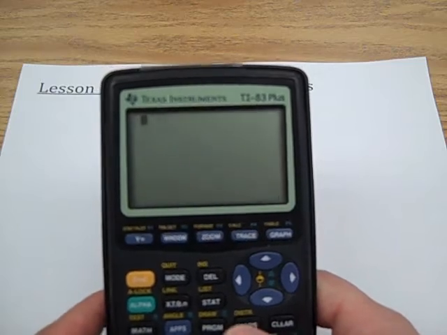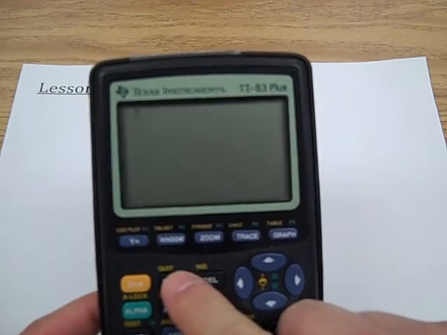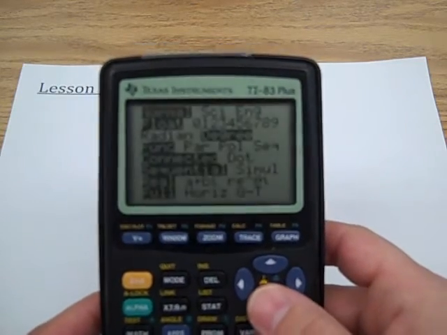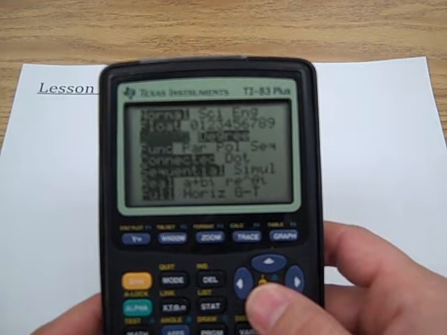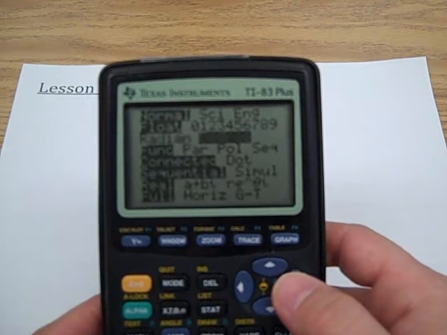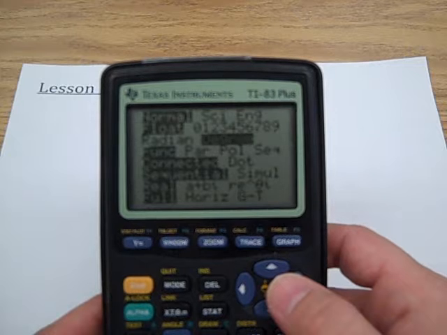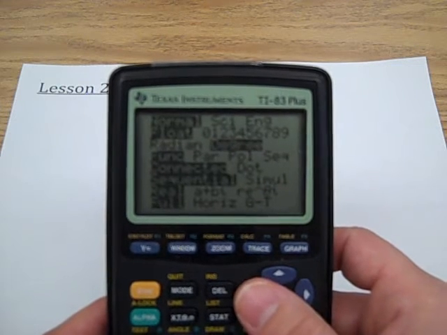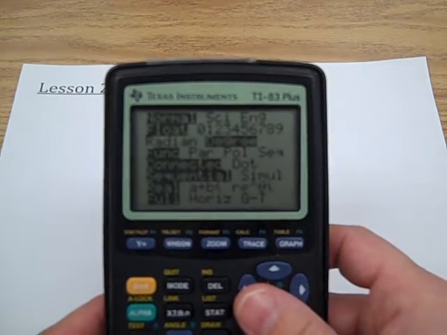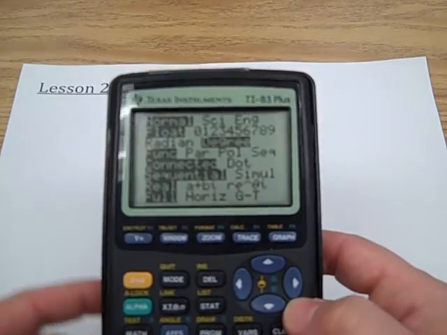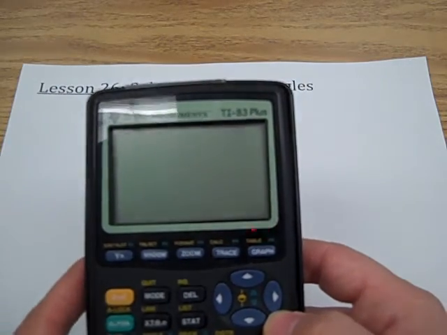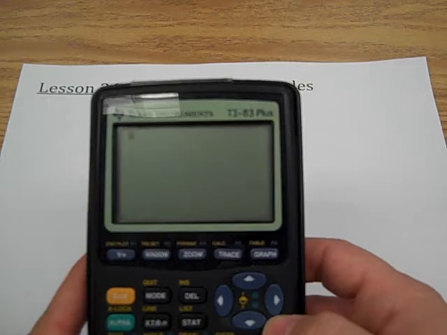That means I can plug a number in and I can get a number out. The first thing I want to do is hit the mode button, and I'm going to go down to where it says radian. I want to make sure, like I have it right now, the word degree is highlighted. That means my calculator is in degree mode, and that's what we want because we're dealing with degrees. So now I want to show you a couple examples.